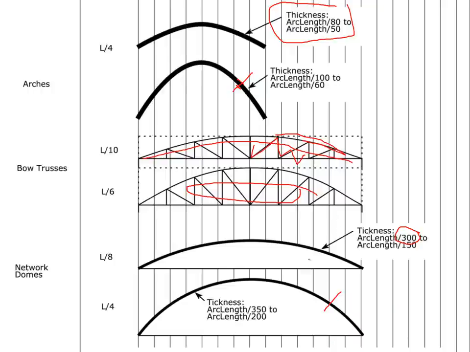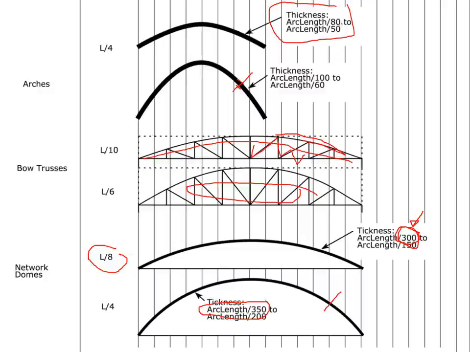So as a consequence, for domes, the structural compression members can be fairly shallow, or thin, not very deep. So the depth of this domical shell for this shallow rise can go as low as the arc length over 300. For this deeper rise, which is going to be structurally more efficient, the thickness can go all the way down to the arc length over 300. Again, you may not want to go there for any of these.